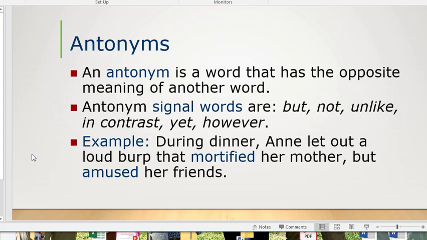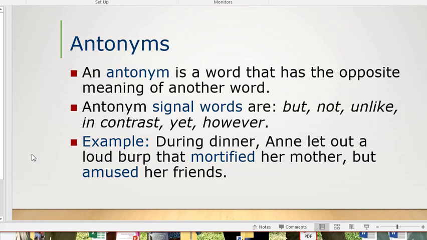The next part of the SAGE approach is antonyms. An antonym is a word that has the opposite meaning of another word. A reader can look for some signal words that might surround an antonym within a sentence. And these are words like but, not, unlike, in contrast, yet, and however.